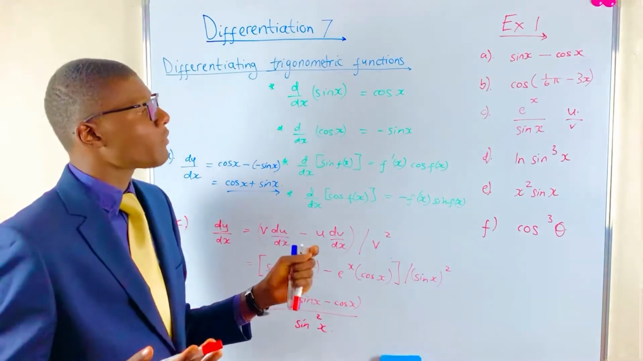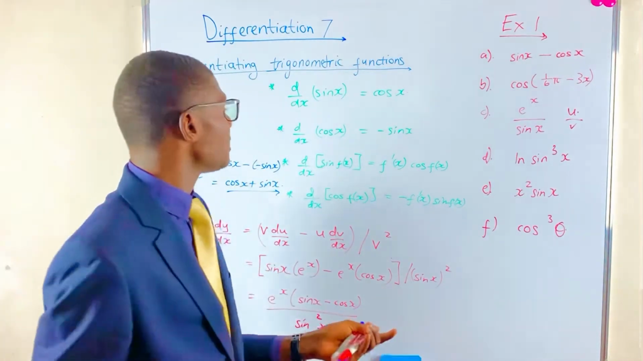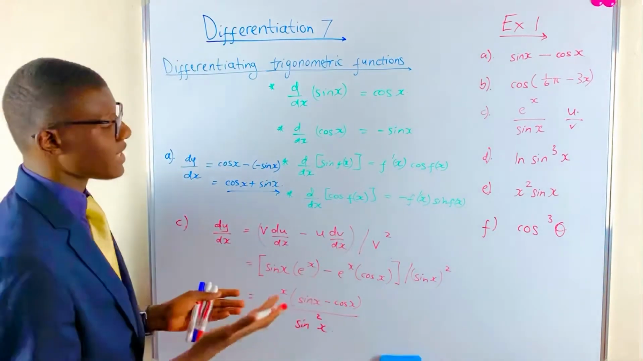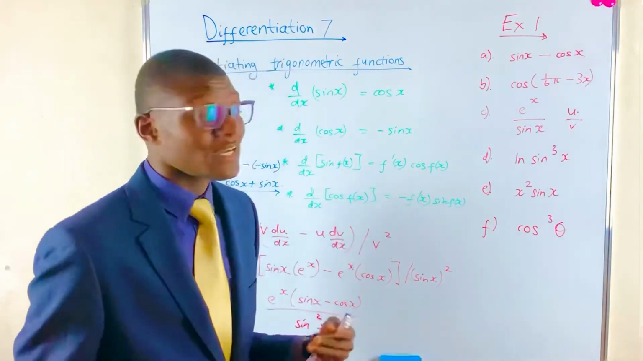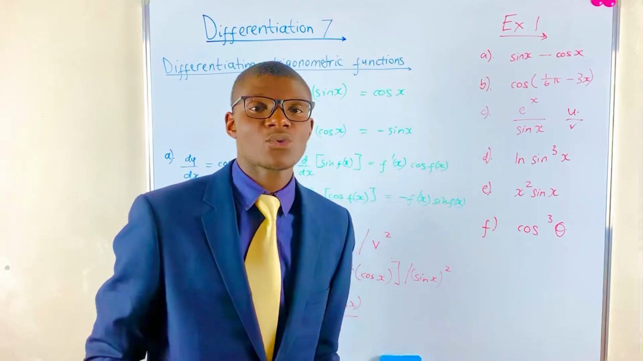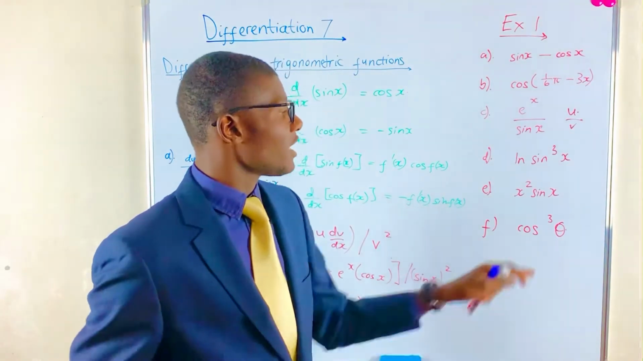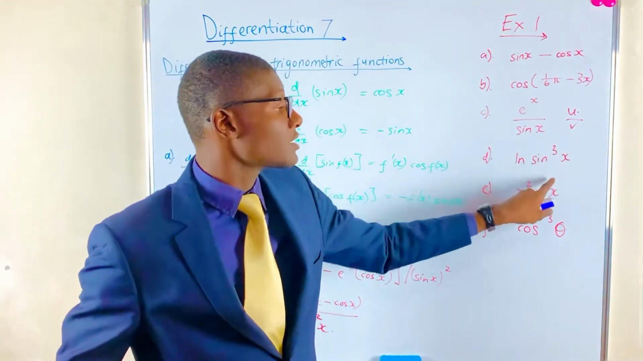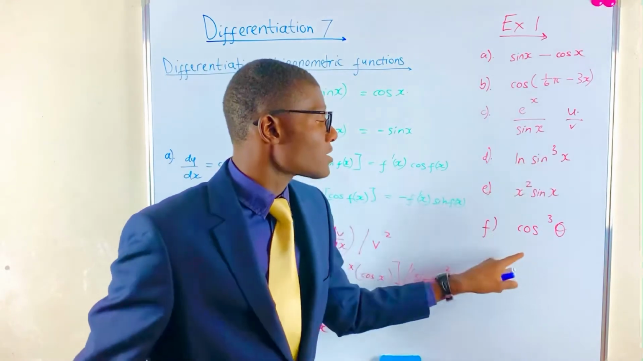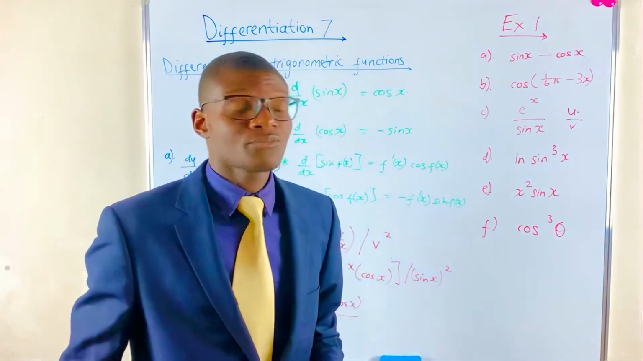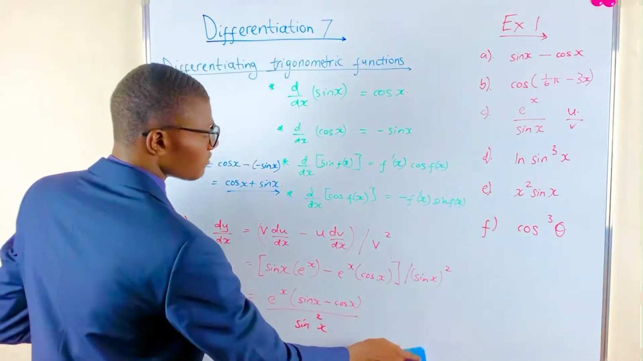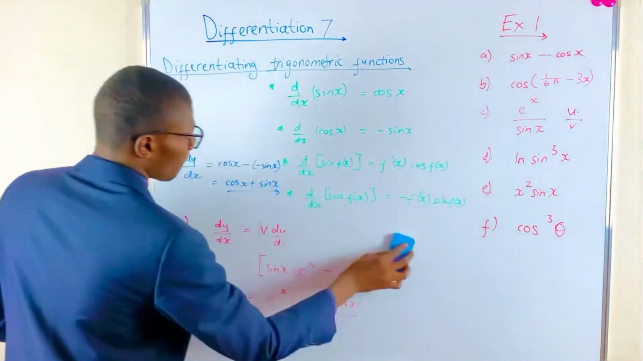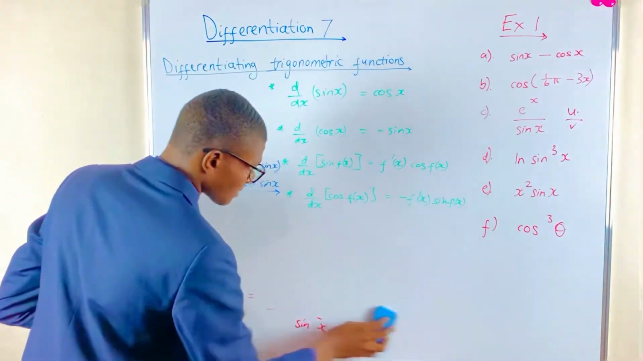Okay, so now we want to look at how we would differentiate, because if we take a look at these examples, these were just multiples of trig functions. So there are also situations whereby we'll be asked to differentiate powers of trig functions, sine to the power of 3x, cos to the power of 3 theta. So now we'd like to look at how we differentiate powers of trig functions.